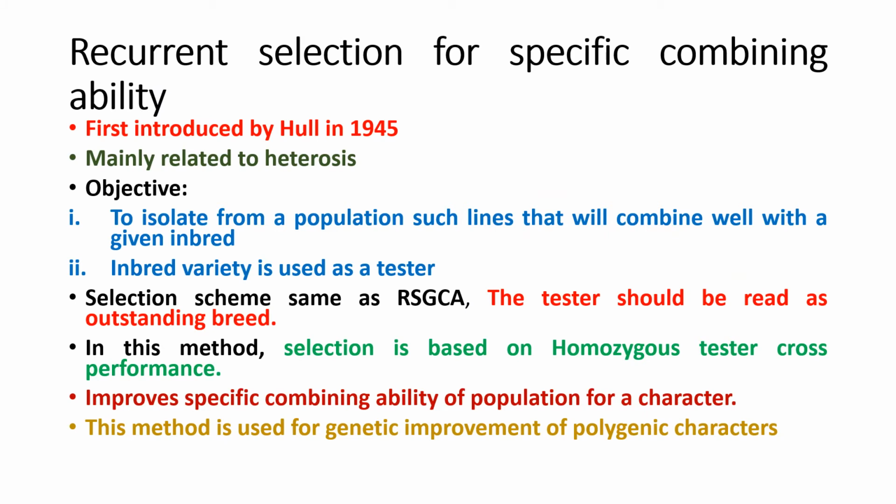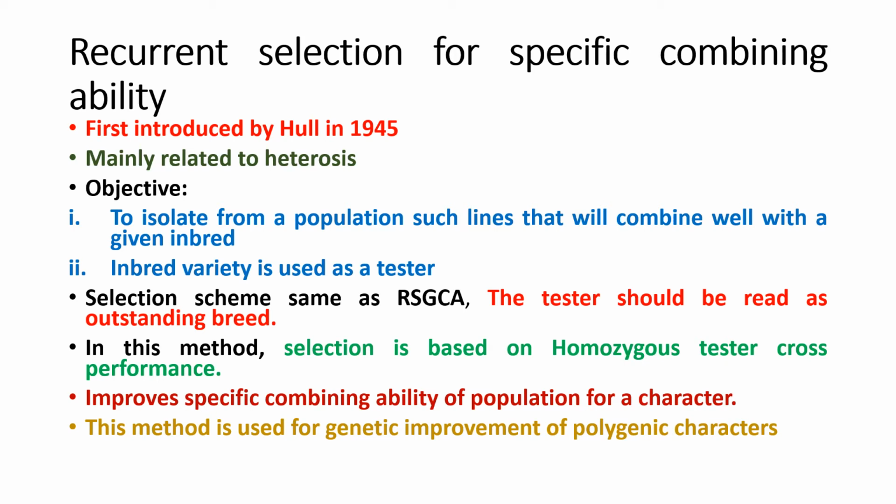Recurrent selection for specific combining ability. It was first introduced by Hull in 1945. It is mainly related to heterosis. The main objective of recurrent selection for specific combining ability is to isolate from a population such lines that will combine well with a given inbred. In this case, an inbred variety is used as a tester.